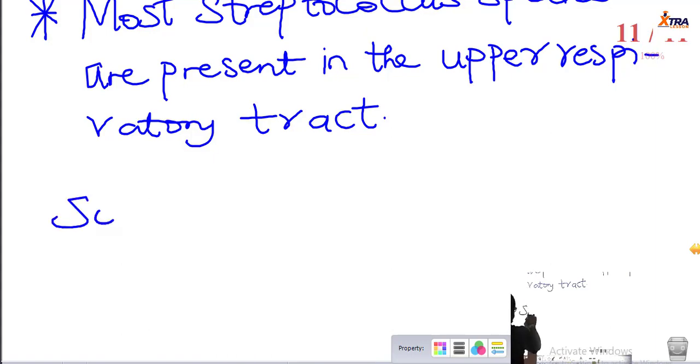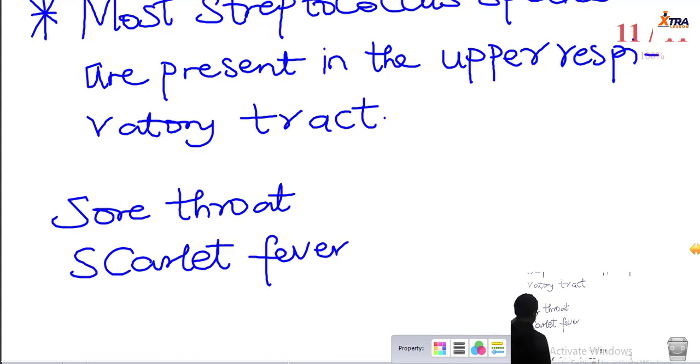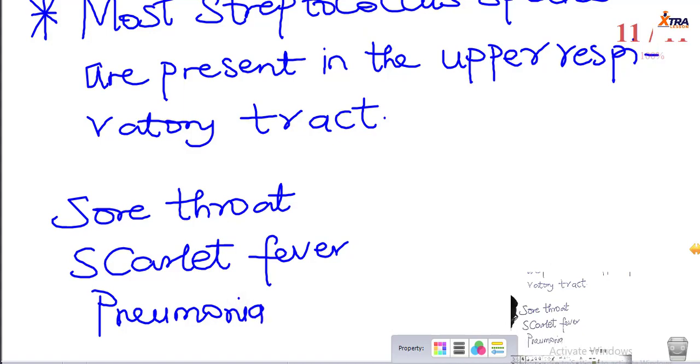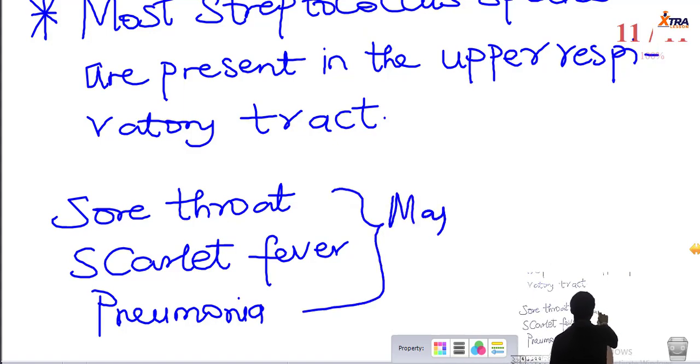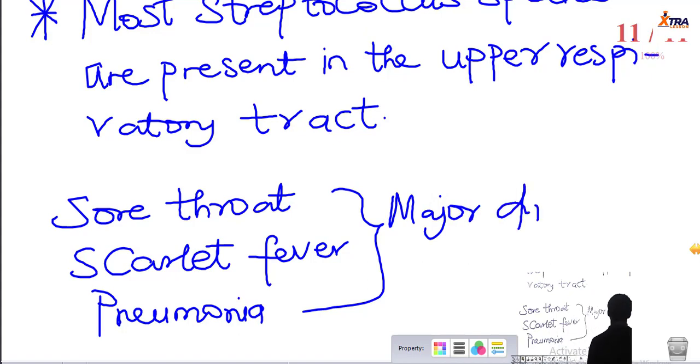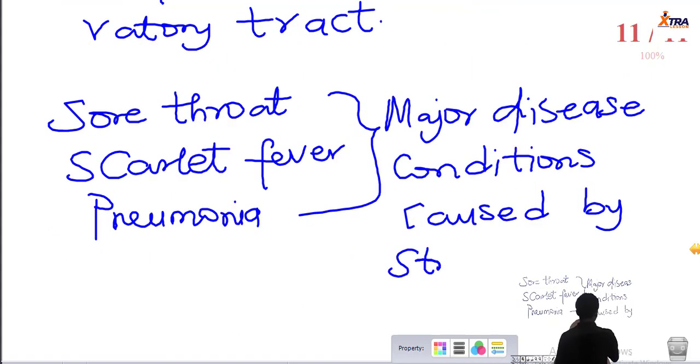You have sore throat, you have scarlet fever, and of course you have pneumonia. I tell you, pneumonia is not something interesting. If it's not well handled, you may be entering acute respiratory failure. Bacterial pneumonia is quite common, particularly among babies, little children. So these are the three major diseases or disease conditions caused by Streptococcus.